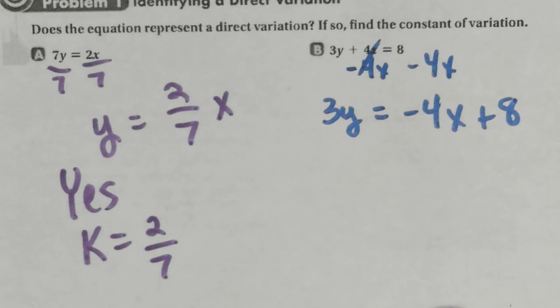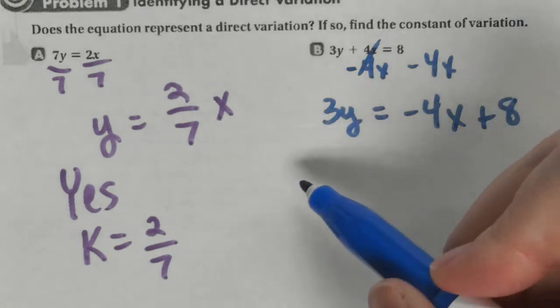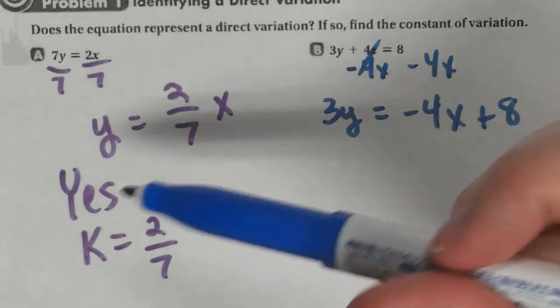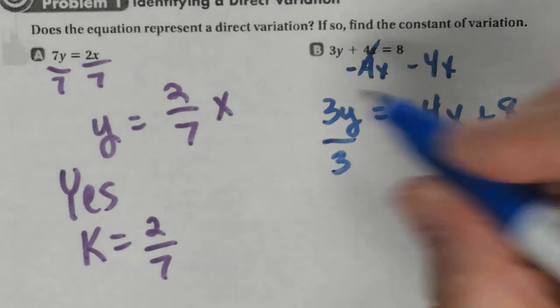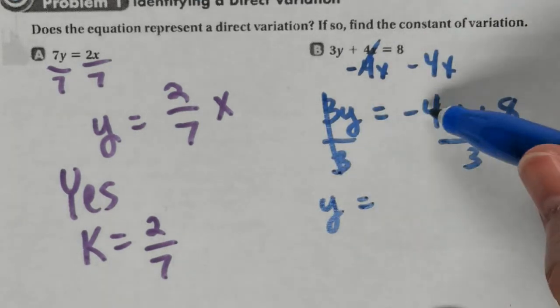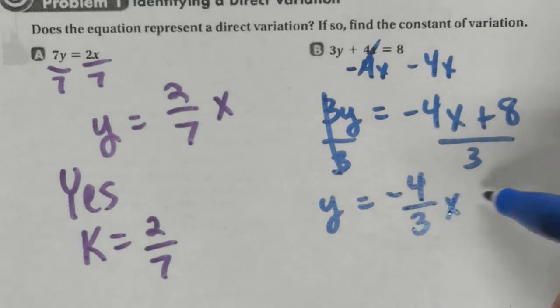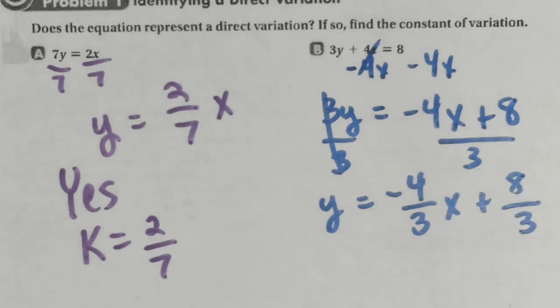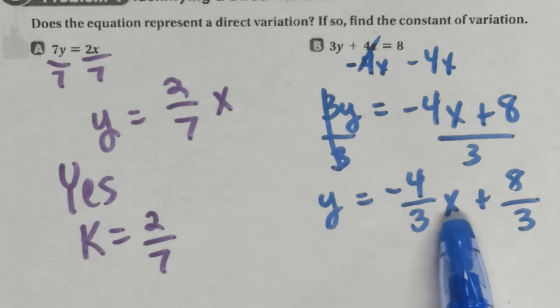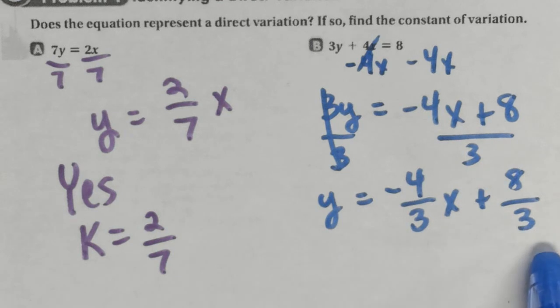Now, what do we do with that 3? What do we do here? We divide. So now y's alone. We got negative 4 over 3 with the x, and then we have 8 over 3. But we have a plus something here, don't we? Remember, to be direct variation, it should just be y equals kx. So here's y equals kx, but isn't there something else? Remember, we shouldn't have a b. So this one's no.